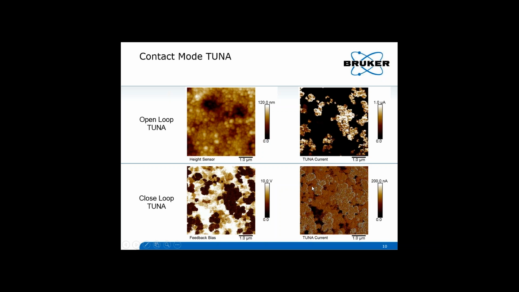In contrast to the open loop TUNA, in the closed loop TUNA we fix the TUNA current value while we adjust the sample bias to maintain the TUNA current. So we look at the feedback bias channel, and the dark area is actually the more conductive region, and the less conductive region is the bright area.